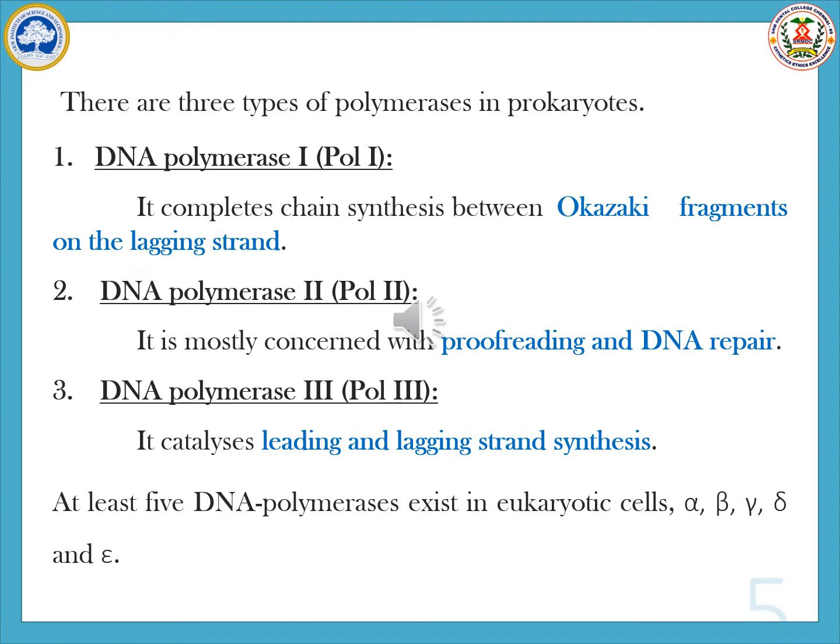Unlike DNA polymerases in prokaryotes, the eukaryotic cell consists of 5 DNA polymerases. They exist as alpha, beta, gamma, delta, and epsilon. The functions of the DNA polymerases of eukaryotes have been given in the last slides. So I'll explain that later.